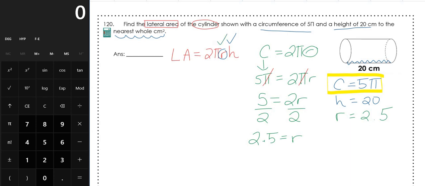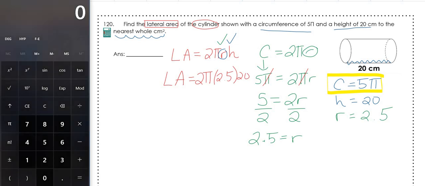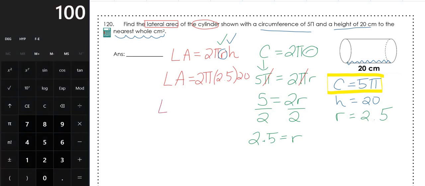So if we have h and we have r, we are ready to plug in and get the lateral area. So lateral area equals 2 times pi times your radius of 2.5 times your height of 20. I like to start at the radius. So in my calculator, I'm going to multiply all this together, but I'm going to start at the radius. 2.5 times my height of 20 equals 50 times 2 equals 100. That is before I multiply the pi in. So right now I have lateral area equals 100 pi.